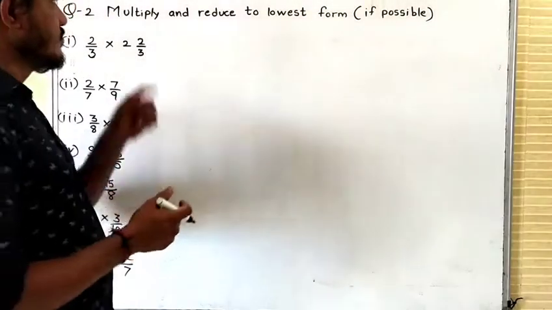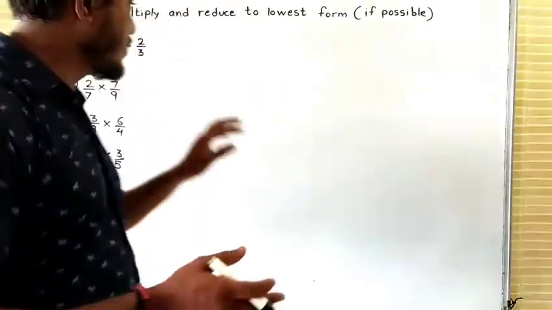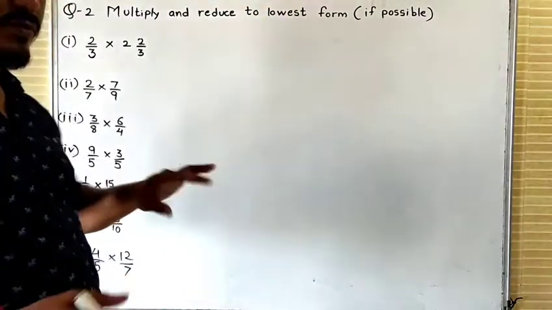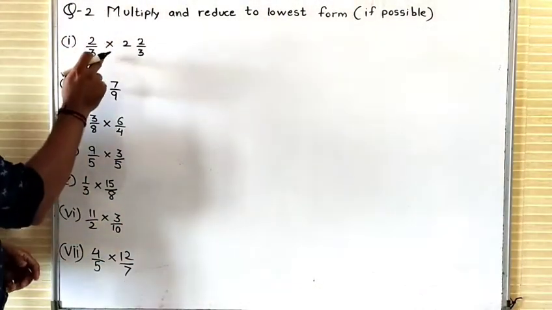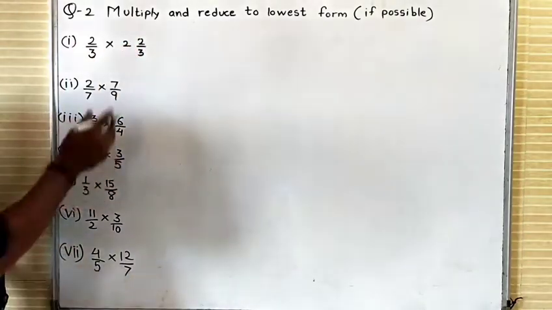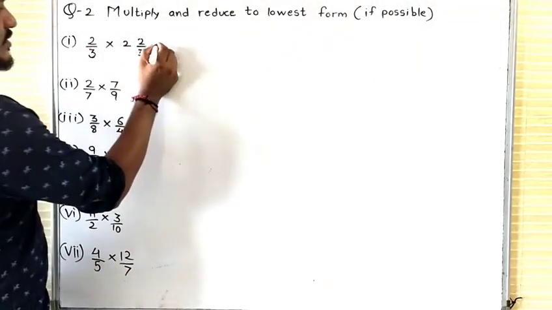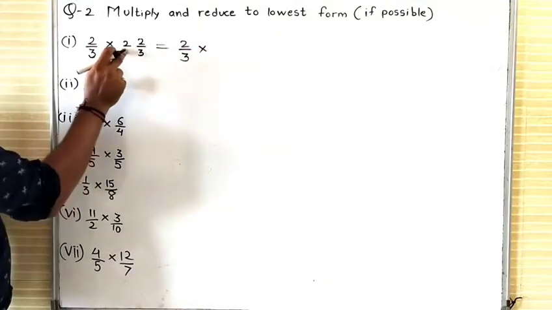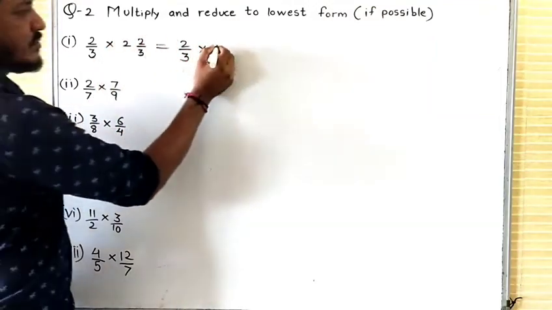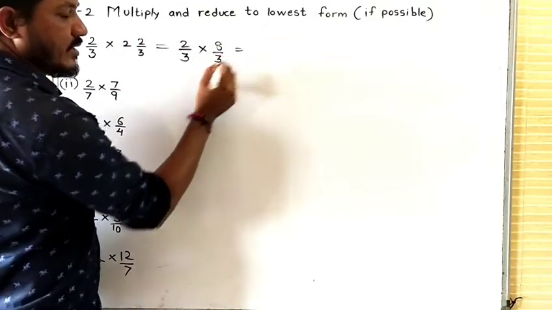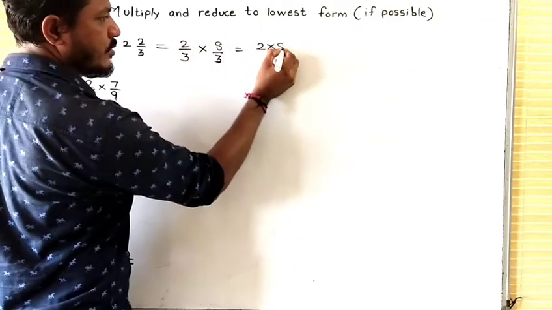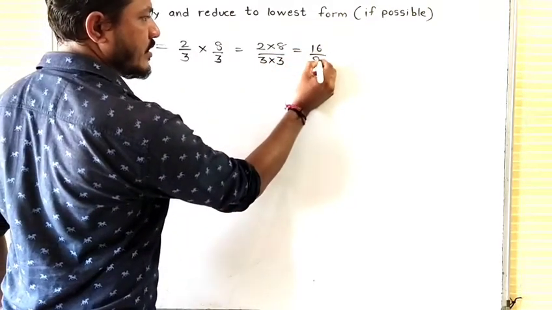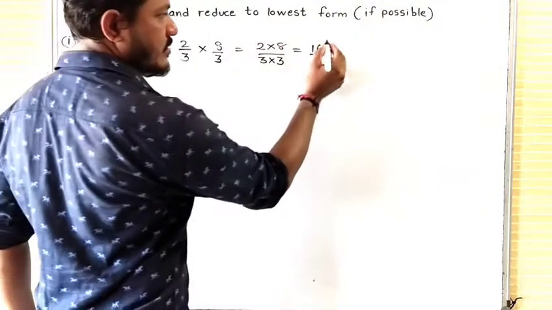And let us do question number 2, multiply and reduce to lowest form. Dear student, first you need to multiply both the values. Then if it is possible, you have to convert it into lowest form. So let us start. First one, it is given 2 by 3, multiply by 2 integer 2 by 3. So first you need to convert this mixed fraction into an improper fraction. Write down 2 by 3 as it is, multiply, convert it. 2 3s are 6, 6 plus 2, 8 by 3. Then you need to multiply 2 into 8, 3 into 3. 2 8s are 16 and 3 3s are 9. Here dear student, no common factor, so not possible to reduce.